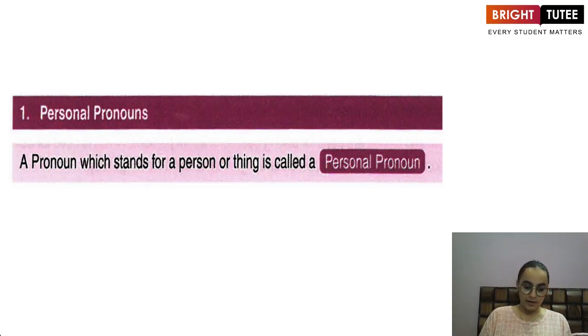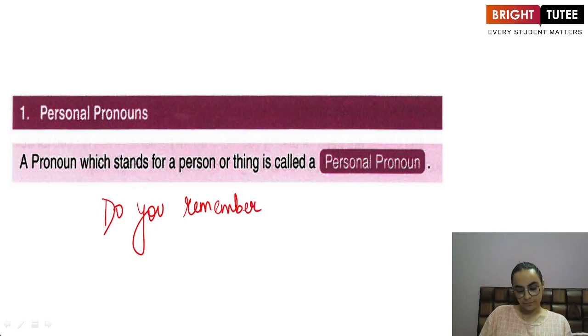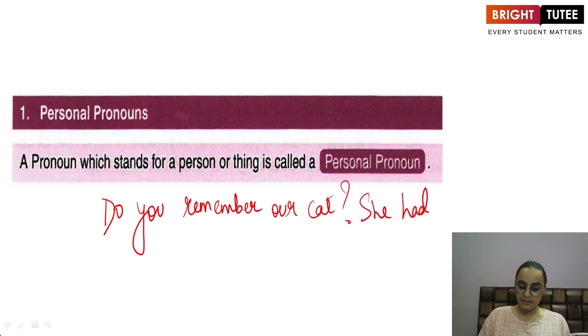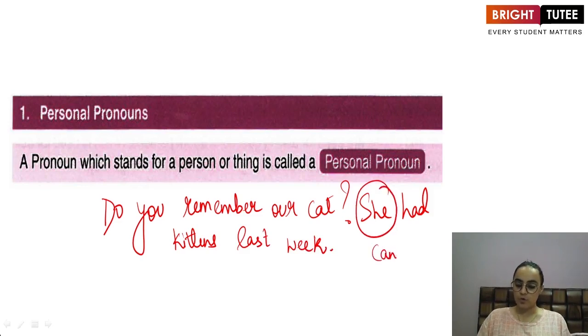For example, if I say, do you remember our cat? She had kittens last week. Here I have used the personal pronoun she to talk about an animal since I'm talking about a female cat.